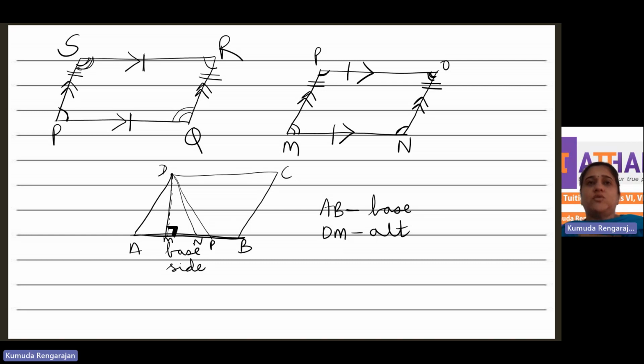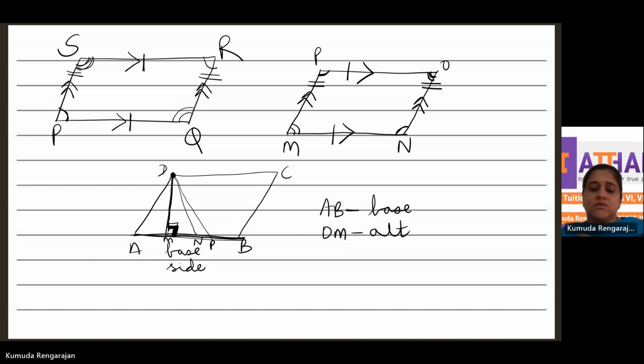Yeah, it should make an altitude. Altitude means it's a line segment. It will come from the opposite vertex and it will be perpendicular to the base. If you take AB as the base, the altitude, which is the line segment, should make 90 degrees with the base. And it should come from the opposite vertex. See, the opposite of the line segment AB is this vertex, D. So from the opposite vertex, we have the altitude like this.